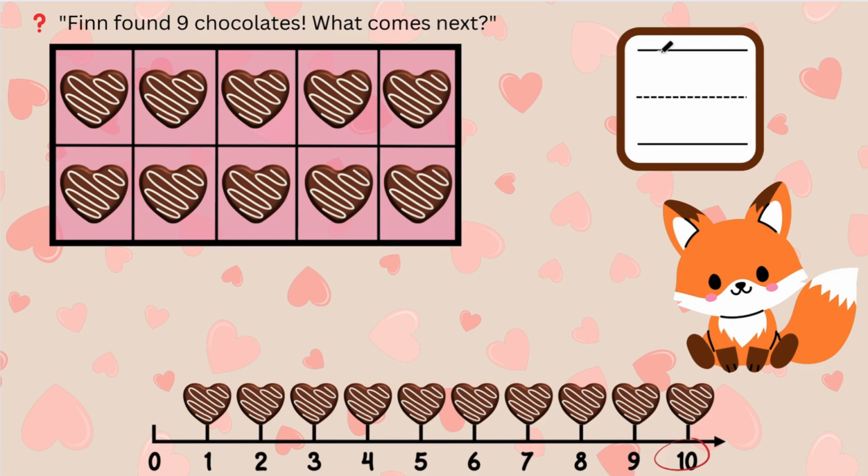Now we're going to write the number 10. So if we're going to make the number 10, we're going to write a 1, and that's just one line, and then a 0, and just make a big O. That's the number 10. You guys did so awesome today with helping Finn. You guys give yourselves a big pat on your back.